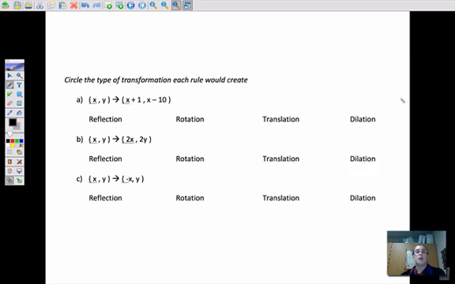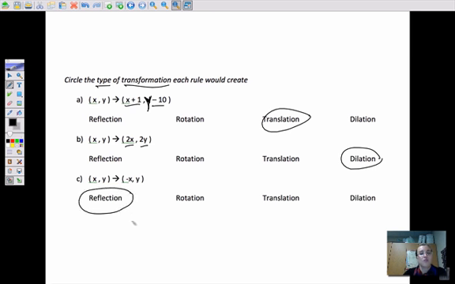Okay? So you've got 3 different rules here. I wanted to know what type of transformation. You have to think about what doing that to the variables will do. So if all I'm doing is adding 1 to x and subtracting 10 from y, then what's going to happen is it's going to be translated. Okay? If I look at the next one, if I multiply them both by 2, that's a dilation. That means the shape's going to get 2 times bigger. Now if I take (x, y) and all I do is change the x to a negative, that's going to reflect the figure across the y-axis. So that's the answer for that one.